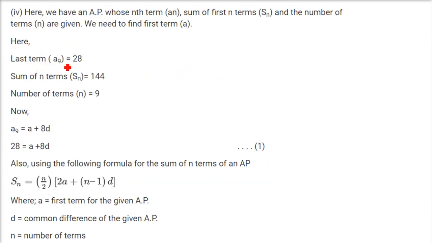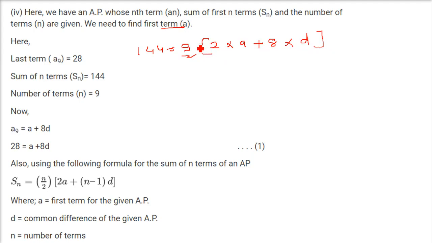Here in this case, the last term a9 is given. That is, the last term is given. Number of terms is 9 and sum of terms is also given. So what we have to find out is the first term. So everything is given. You can just put it in the formula. You will get it. I'll just do it for you. Sn is 144. So 144 is equal to 9 by 2 into 2a plus n minus 1, 9 minus 1 is 8 into d. Now d is also not known.